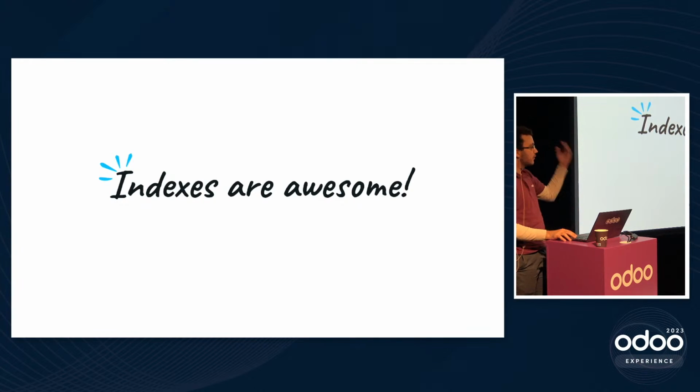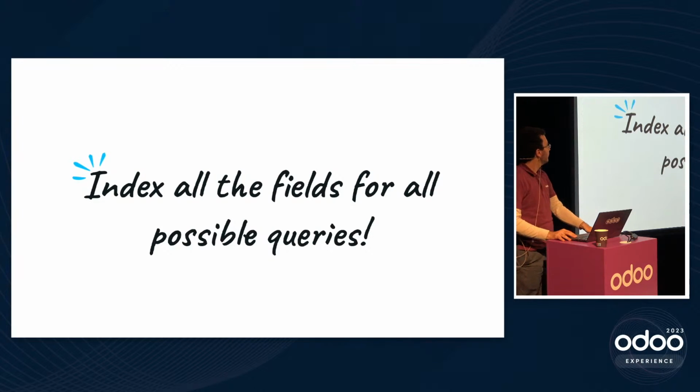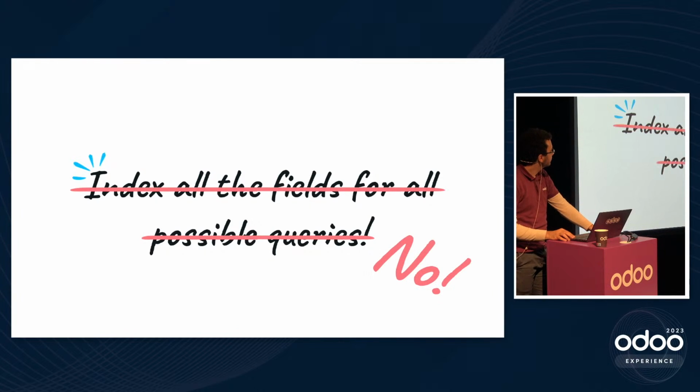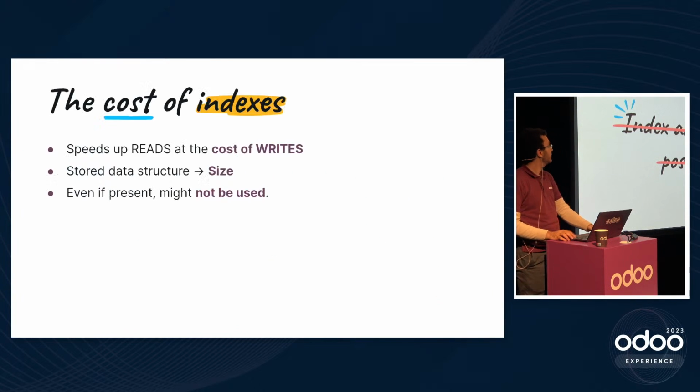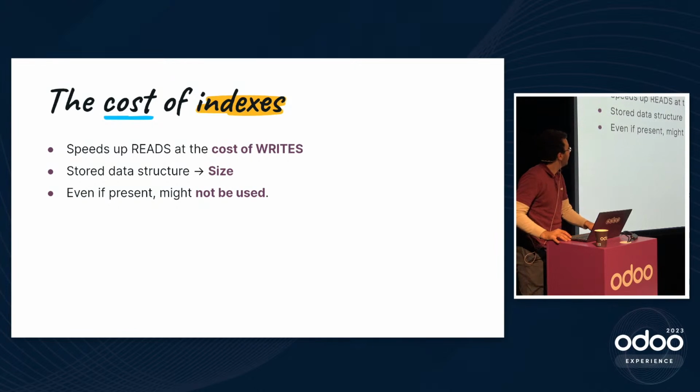So we learned a bunch of stuff about indices, and they are awesome, right? We can index all the fields, obviously, and for all possible queries, we add them everywhere. That's not the solution for everything. There's nothing free in this life, and there's a cost. If you add an index, the reads are faster, but these indexes need to be in sync with the data in the table. This means that when we write something to the table, we need to update the keys inside this index. And that has a cost.